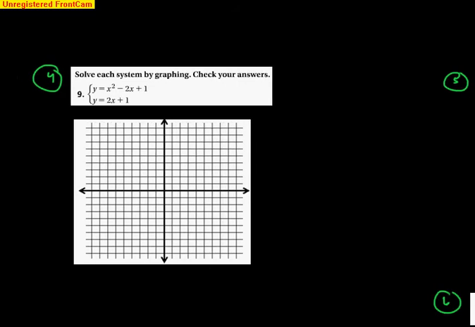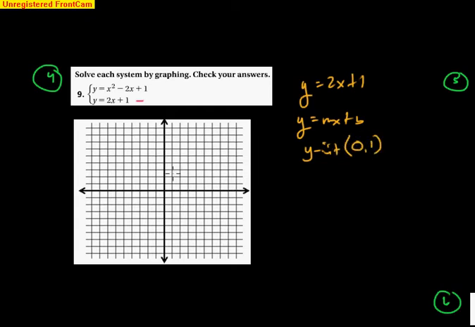Alright, next, we're going to solve this system by graphing, okay? So we have a quadratic in standard form, and we have a linear equation. I'm going to start with the linear equation, and that'll be in red. I'll do it in orange on the side here. So the equation is y equals 2x plus 1. This is slope-intercept form. The y-intercept is your b, that is (0, 1).